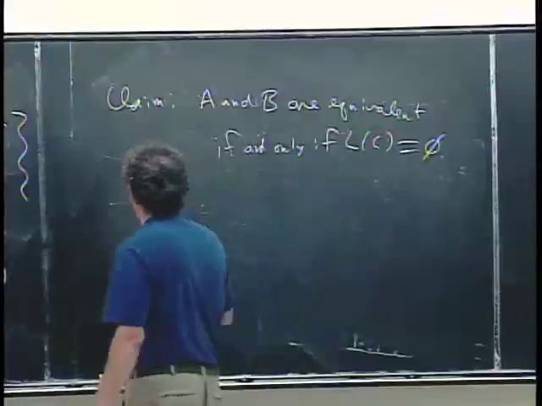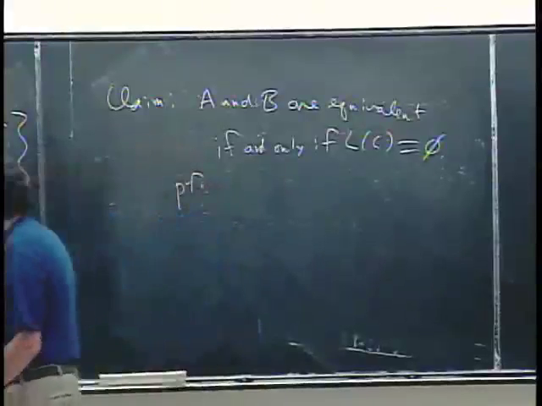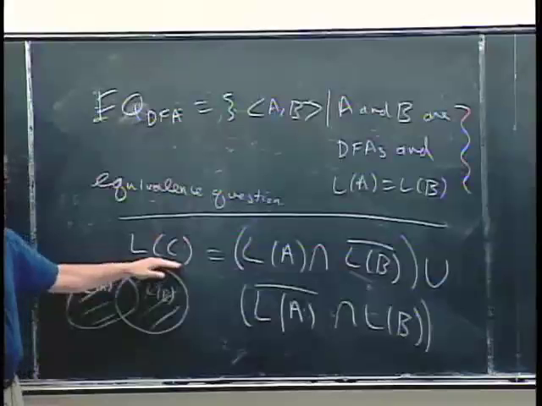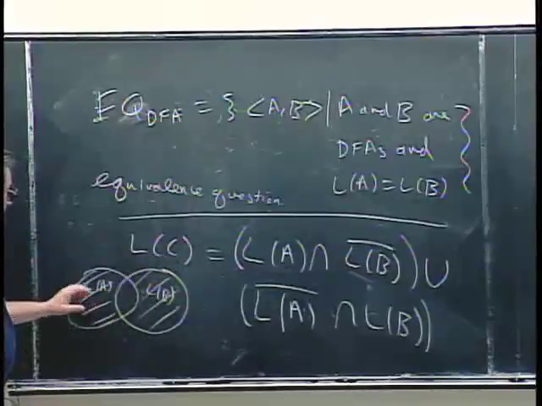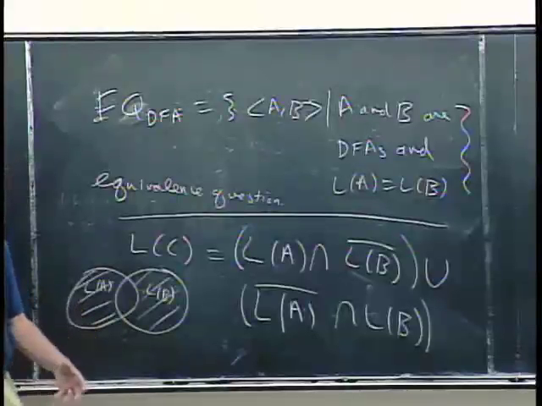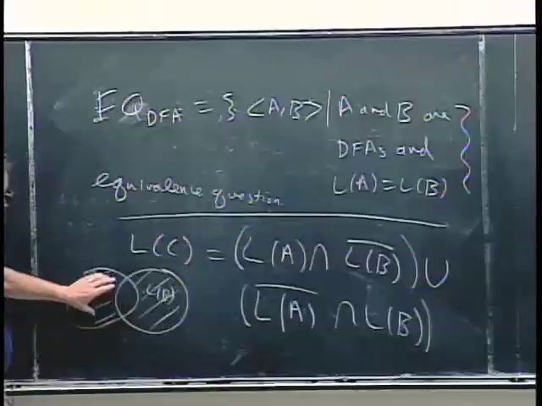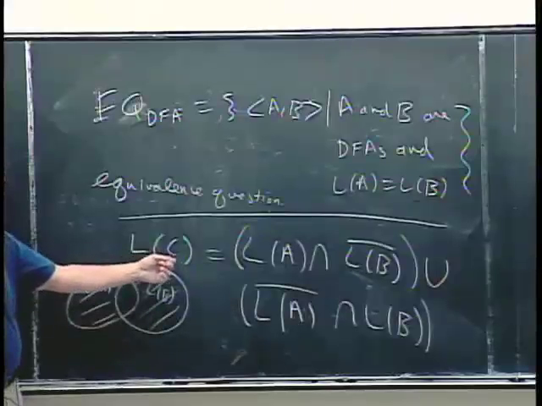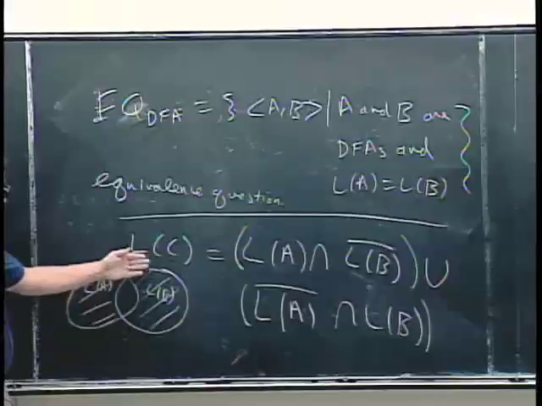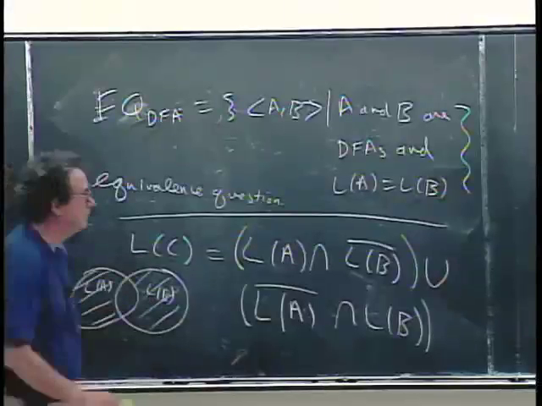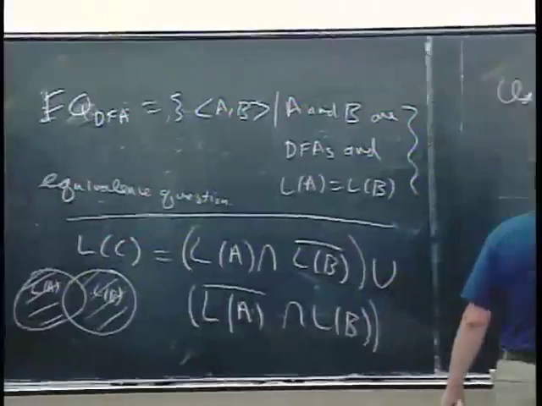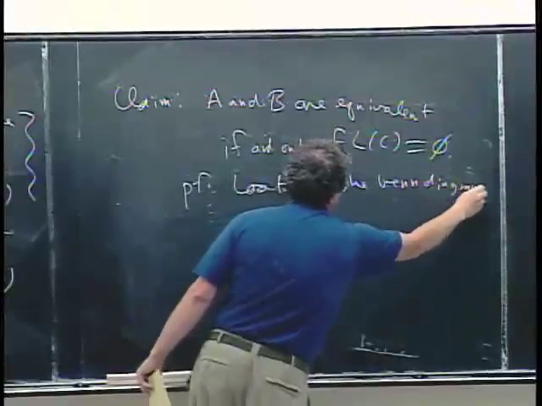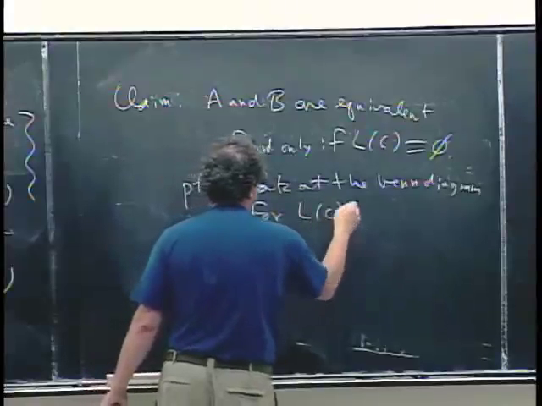And again, the proof of that is just what I said over here. Just look at this Venn diagram. This is the diagram for what L(C) is. And equivalence means that the two circles should be the same. But if the two circles are the same, then there's nothing in L(A) that's not in L(B), and nothing in L(B) that's not in L(A). So L(C) should be empty. And conversely, if L(C) is empty, then just say what I just said backwards. So look at the Venn diagram for L(C).